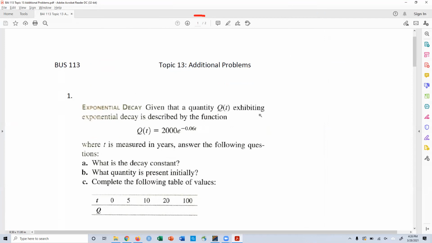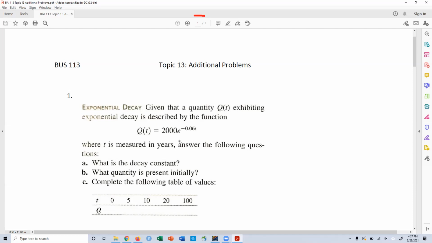Okay, these are the topic 13 additional problems. The first question is, we're given this quantity Q of t that exhibits exponential decay, described by the function Q of t equals 2000 e to the negative 0.06 t, where t is measured in years. And we want to answer the following questions. What is the decay constant?